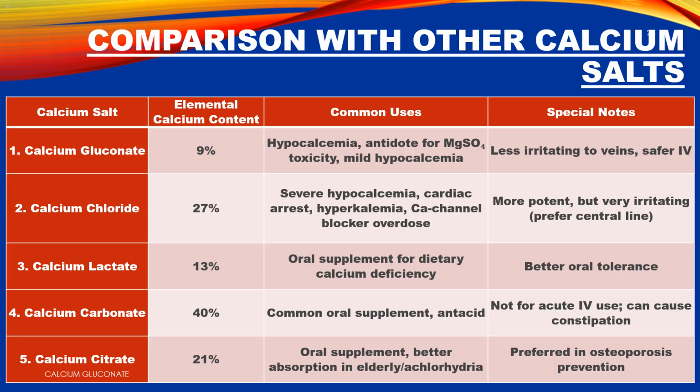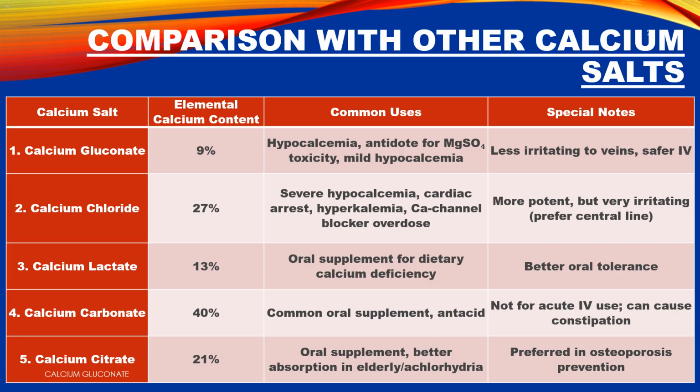2. Calcium chloride. Elemental calcium content, 27%. Common uses: treatment of severe hypocalcemia, cardiac arrest, hyperkalemia, and calcium channel blocker overdose.